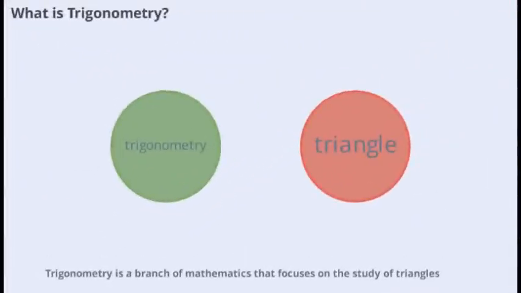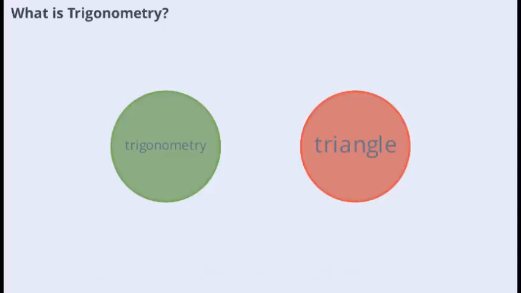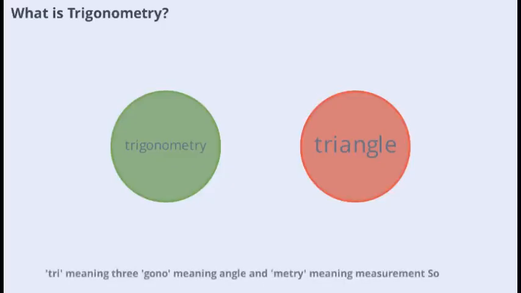Trigonometry is a branch of mathematics that focuses on the study of triangles, particularly right-angled triangles. The word itself comes from Greek roots, tri meaning three, gono meaning angle, and metri meaning measurement. So trigonometry is all about measuring angles and sides in triangles. This field is essential not only in mathematics, but also in physics, engineering, and many real-world applications.